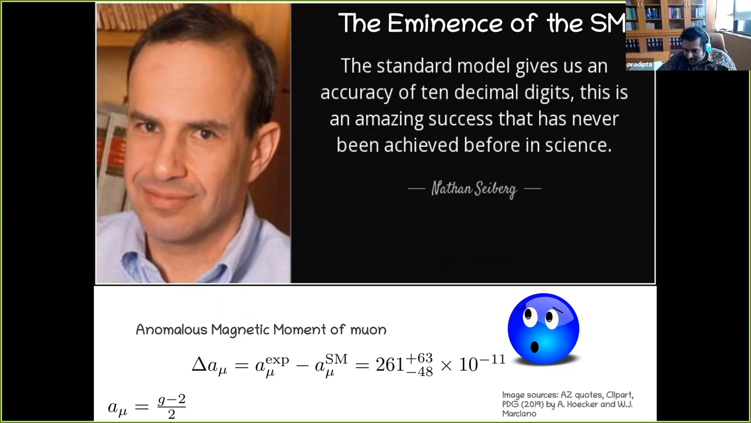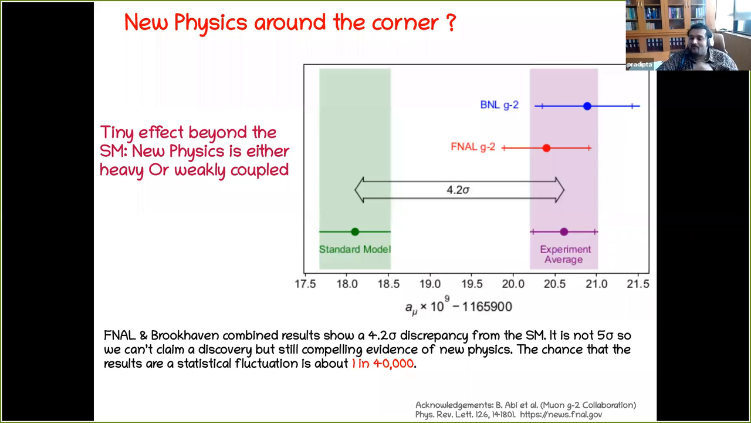And since I just mentioned this, those of you who are interested should know that very recently in April, if I'm not mistaken, probably on the 7th of April, 2021, this year, the Fermi National Accelerator Laboratory, FNAL, measured the g minus 2 for the muon, and they found a 4.2 sigma deviation, as I have shown here, from the standard model prediction, which is as close as 5 sigma.